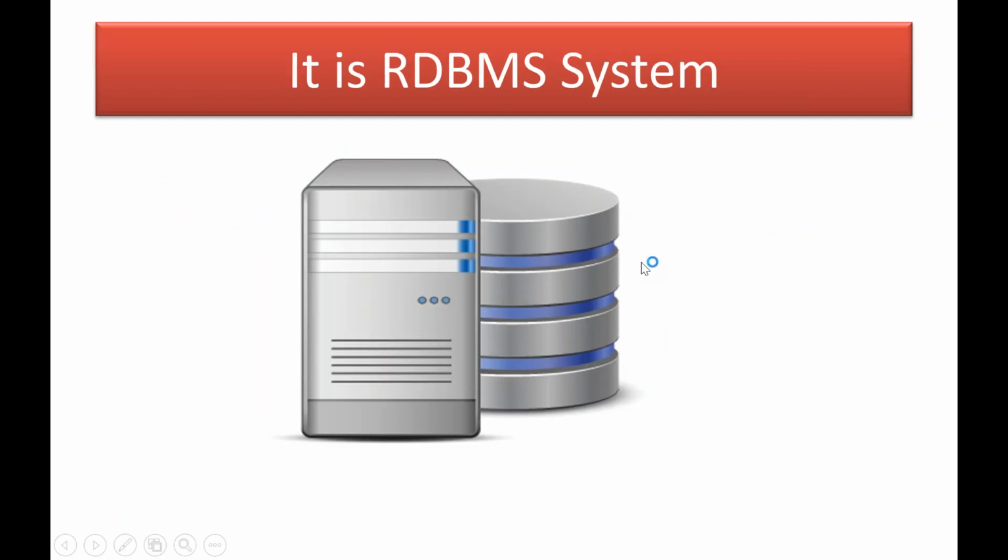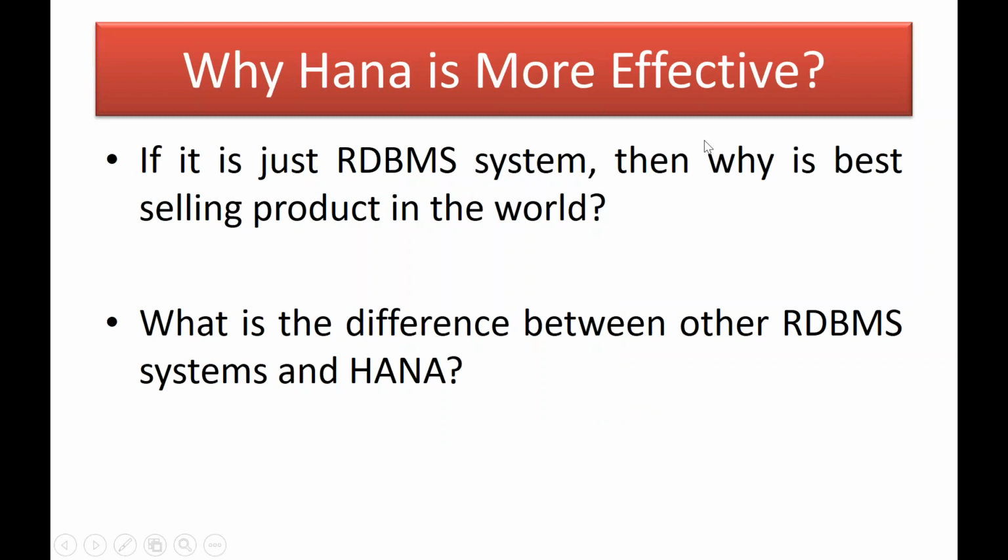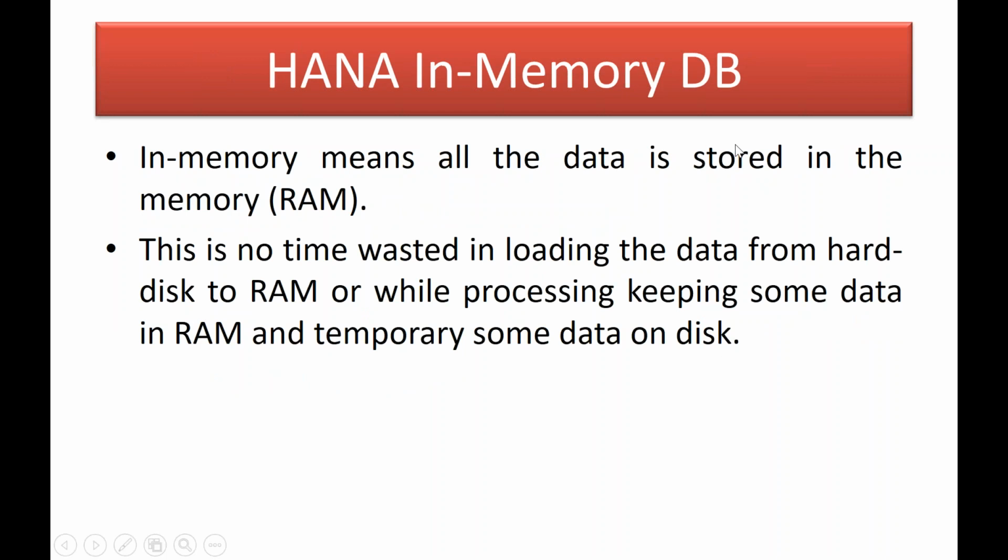And you have to remember that HANA's major purpose is as a database management system. It is a relational database management system. And why is it more effective compared to other relational database management systems in the market? If it is just an RDBMS, Oracle is an RDBMS too. So what is the difference between other RDBMS systems and HANA? The major difference is that it is in-memory. HANA has an in-memory capability.